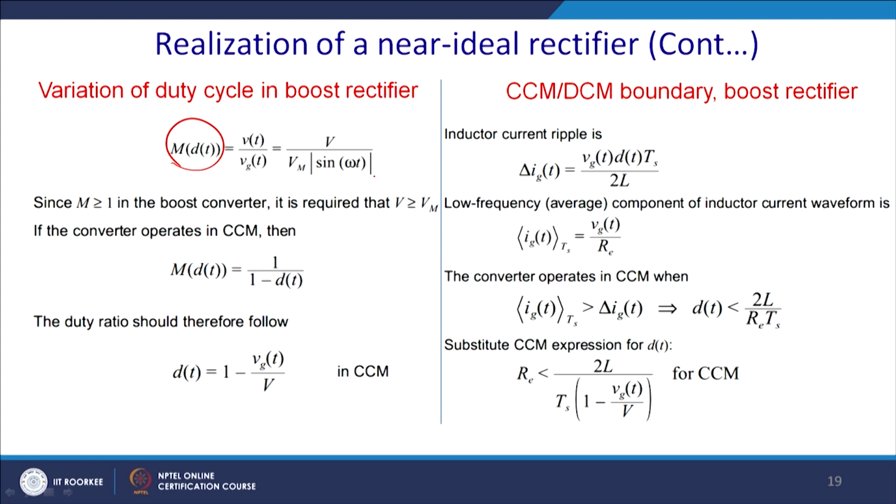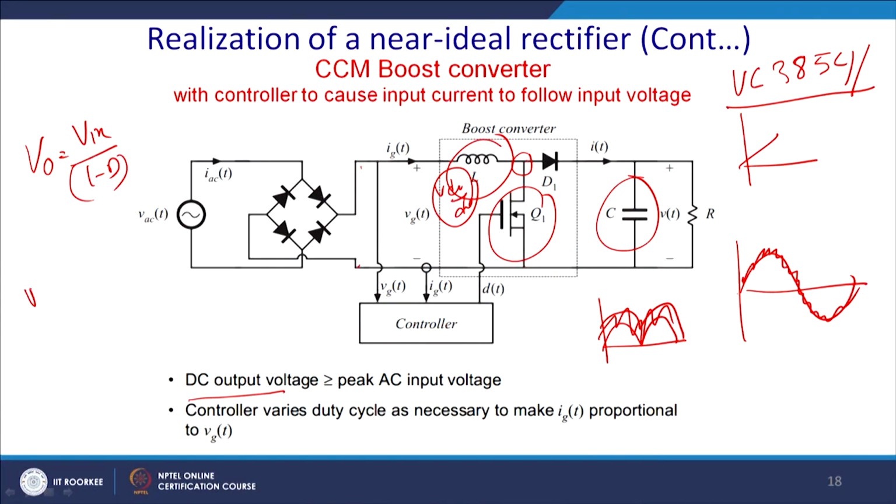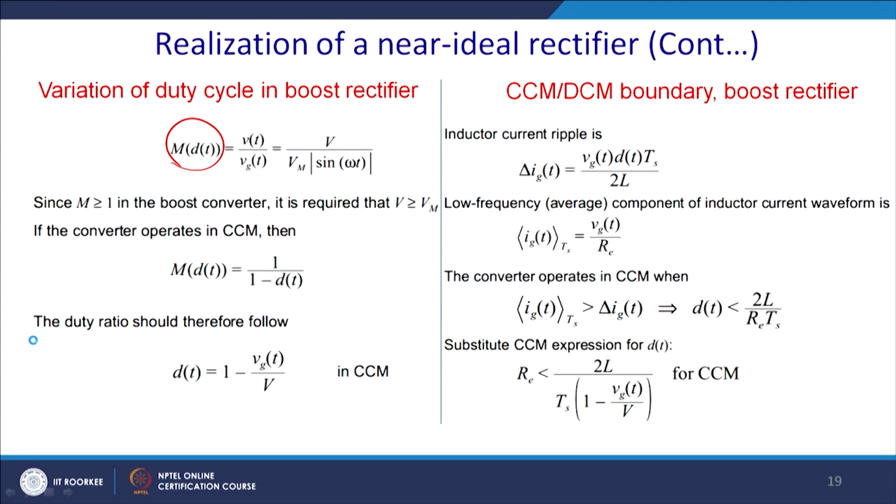The modulation index in the case of the boost converter is required to be higher, because basically, if you go back, you can write V0 equal to m into Vin. So, m here is essentially 1 by 1 minus D. So, this value is more than or equal to 1.